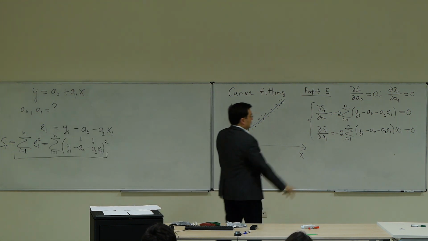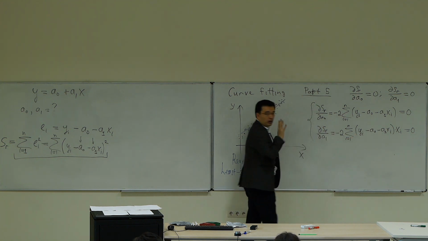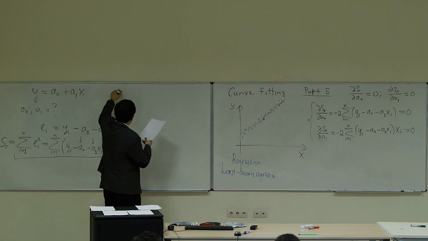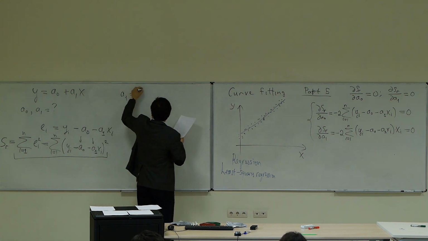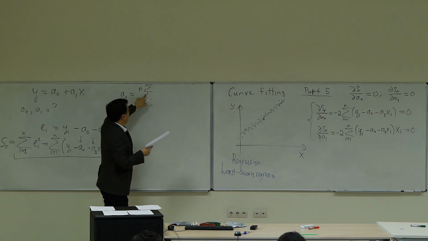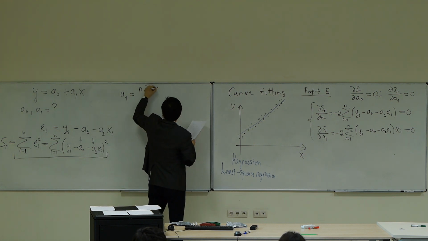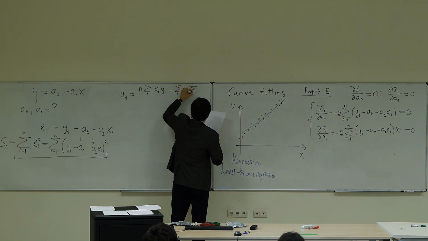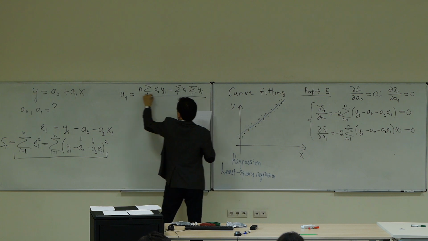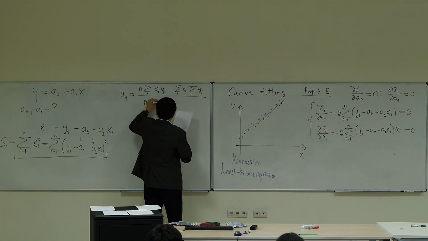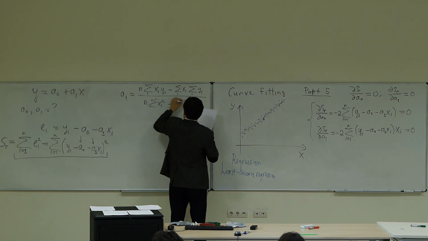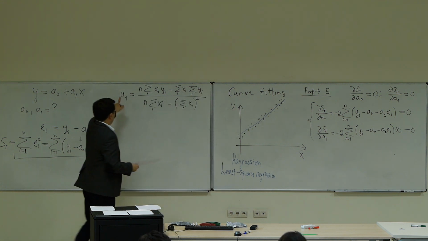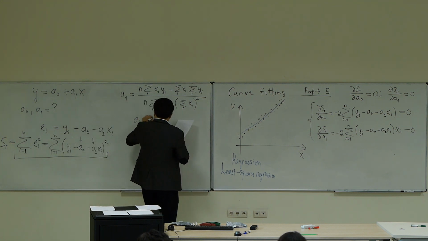This is really trivial to solve. It is a system of 2 linear equations with 2 unknowns. We can solve it easily. I'm going to just write the final result, okay? The final result: a1, it turns out, is just this, multiplied by the sum, where the sum is from i equals 1 to n, of xi yi minus the sum of xi times the sum of yi, over n times the sum of xi squared minus the square of the sum over i of xi. All right, this is a1.